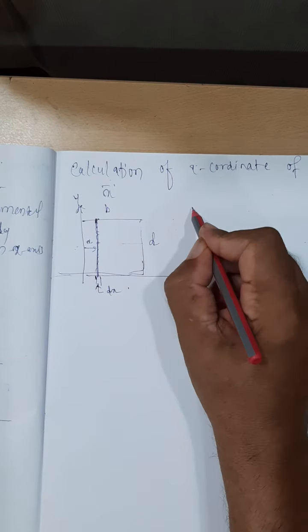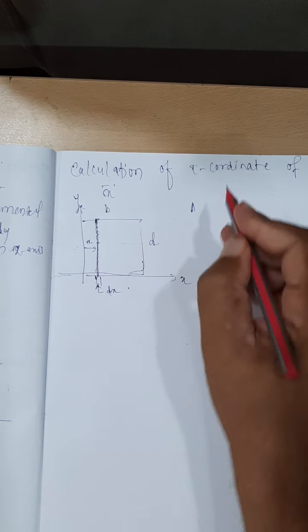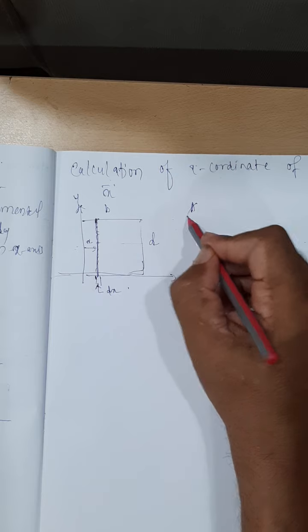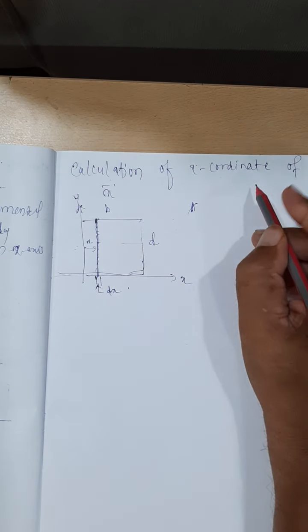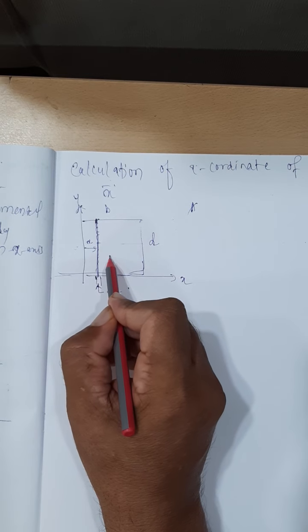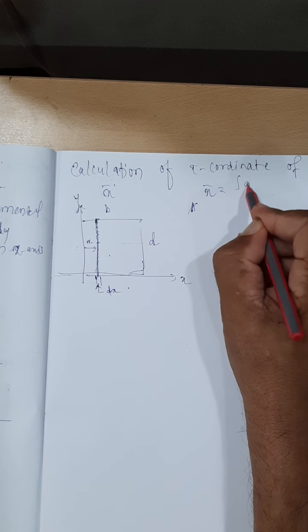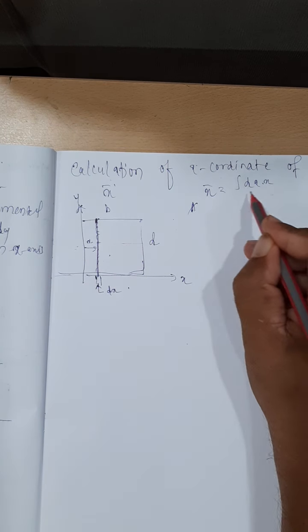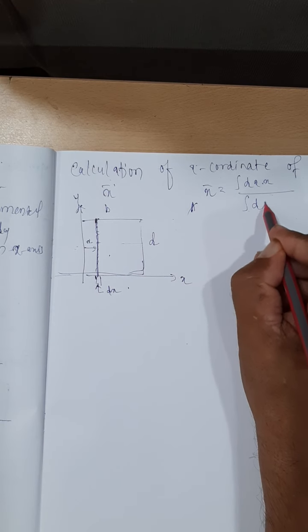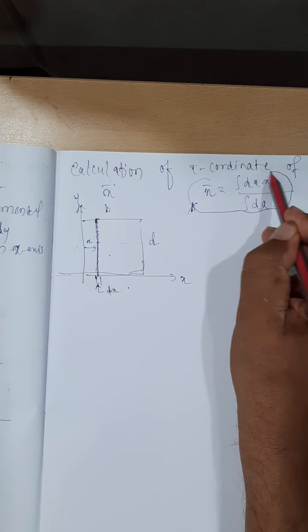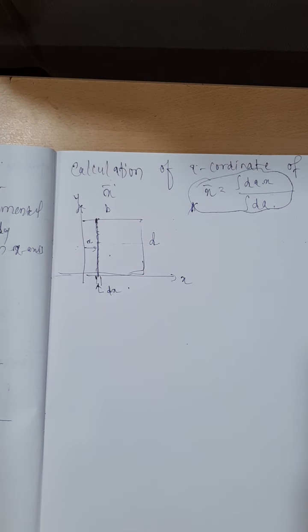What is the area of this strip? If you want, you can write the centroid formula from the y line, given by x bar. We know that x bar is equal to integral of dA into x divided by integral of dA. This is nothing but calculating the center of gravity from first principles. We use x bar equal to integral of dA x divided by integral of dA, and y bar equal to integral of dA y divided by integral of dA.